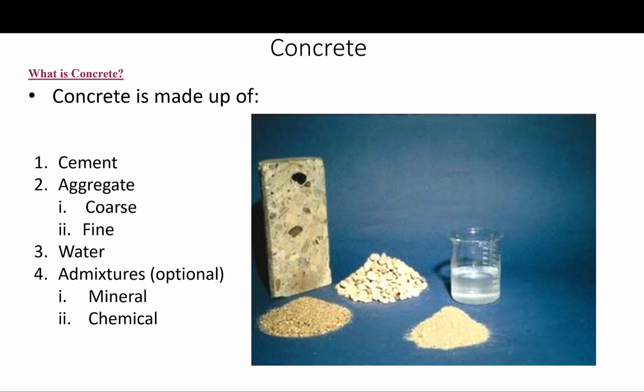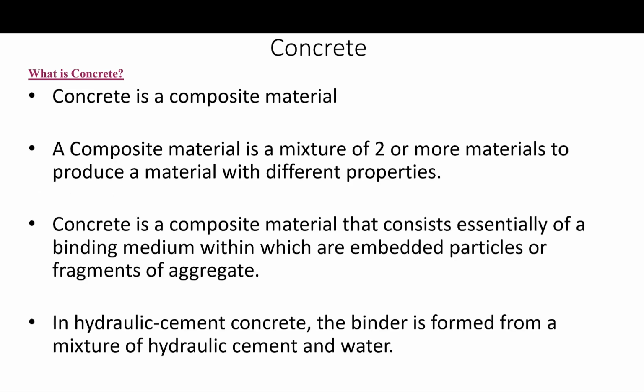So, what is concrete? Concrete is a composite material. Composite material is a mixture of two or more materials to produce a material with different properties, different meaning from the constituents. Concrete is a composite material that consists essentially of a binding medium within which are embedded particles or fragments of aggregate. In the hydraulic cement concrete, the binder is formed from a mixture of hydraulic cement and water.